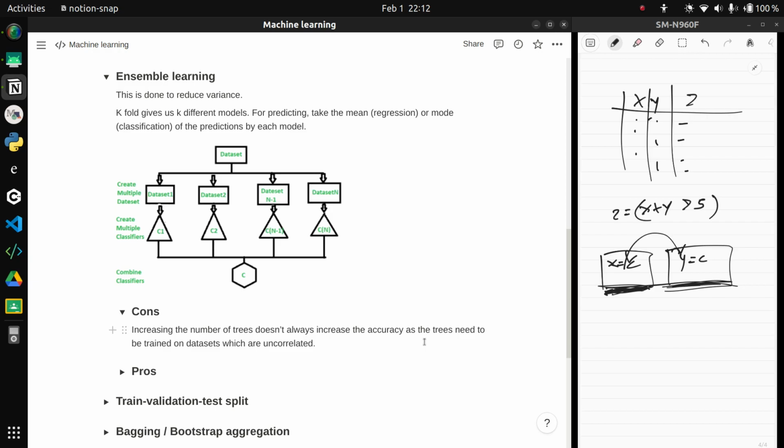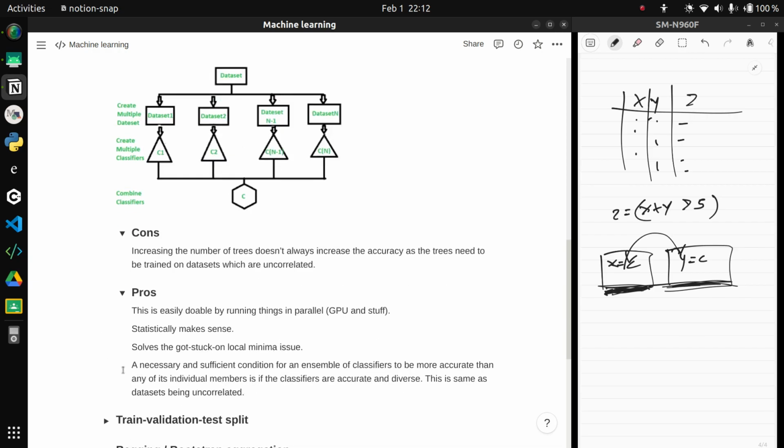In that case, all the trees would be trained on the same sort of datasets, and then they would all behave the same, and you're basically not making any sort of progress. And so basically increasing the number of trees doesn't help. So those are the cons. What are the pros?